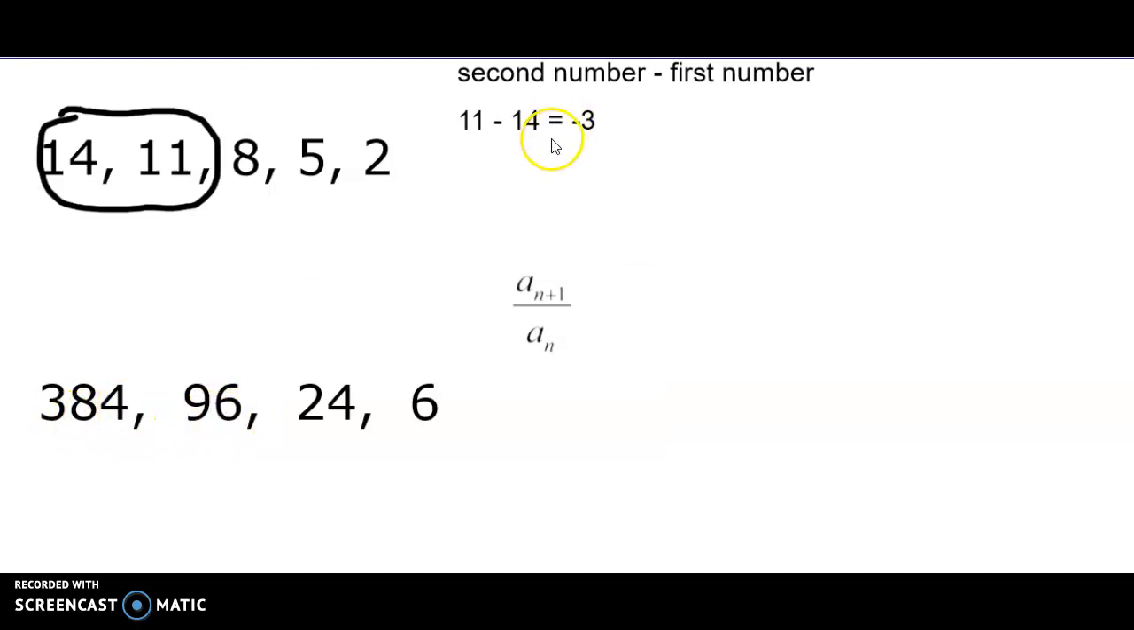So for instance, if I took the same strategy and I did 96 minus 384, I'm doing that on my calculator, 96 minus 384, you get negative 288. If that was the common difference, I'd be able to subtract 288 again to get 24. And that's not what's happening here. So we are looking at a common ratio possibly, which means we're going to multiply some number to get to the next number.